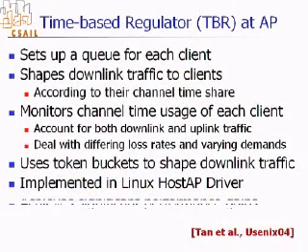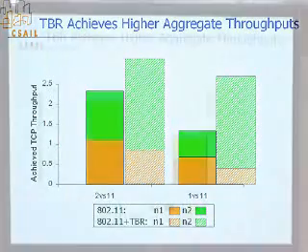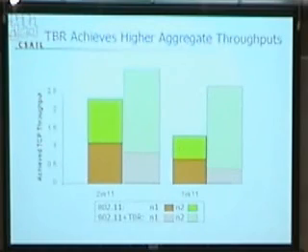Both rate limits and drops, yeah. You have a queue, you try to rate limit. If the queue overflows, you drop. Okay, so I'm not going to talk more about it. I actually hacked the Linux HostAP driver and implemented this. It works. So these are the experimental results.